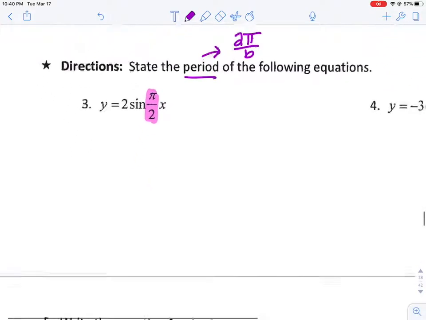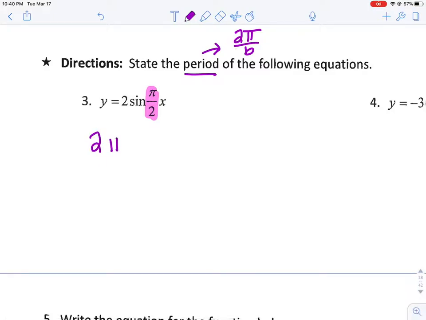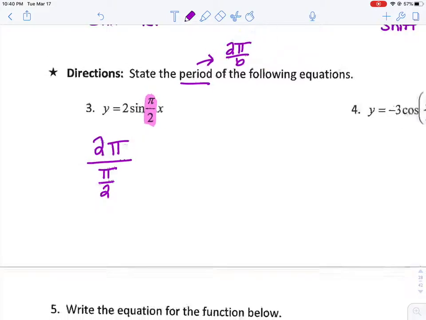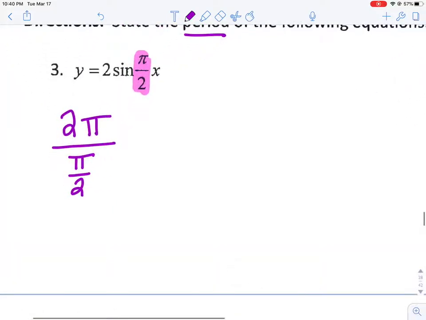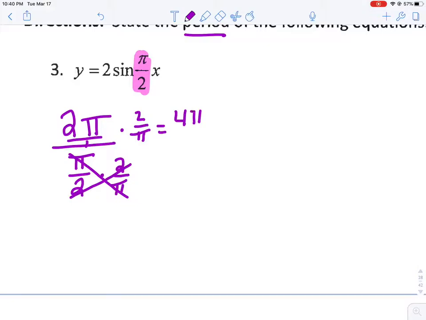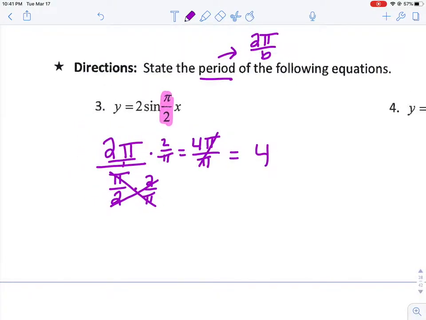So if I were to calculate this, I'd do 2 pi divided by my b value, which is pi over 2. This looks a lot different than just simplifying the fraction here. So again, if I take a look at what I did on 2, in order to get rid of that in my denominator, I could multiply by 2 over pi, which cancels that out, and I'm going to do the same on top. So this is really 2 pi over 1. I'm going to multiply across the top. So 2 pi times 2 gives me 4 pi. 1 times pi gives me pi. And I cancel this out, and I get an answer of 4. So my period is 4.